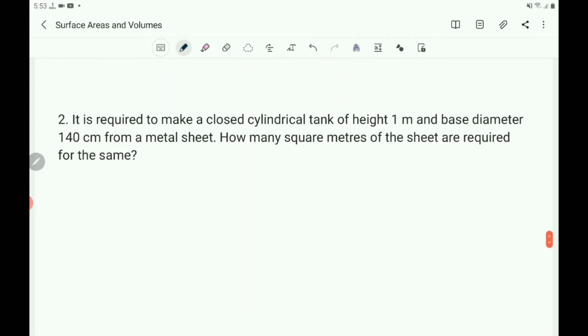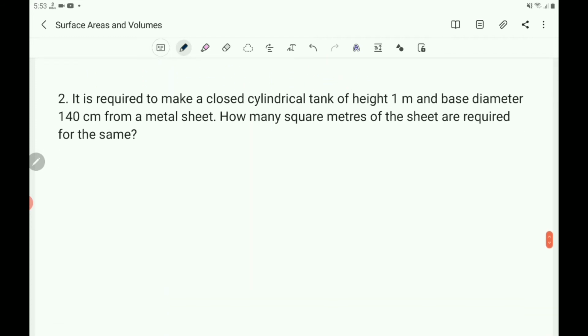Next, let us take the second question. It is required to make a closed cylindrical tank of height 1 meter and base diameter 140 centimeter from a metal sheet. How many square meters of the sheet are required for the same? Here we have to find the area of the sheet required to make the tank. Then you write the solution.